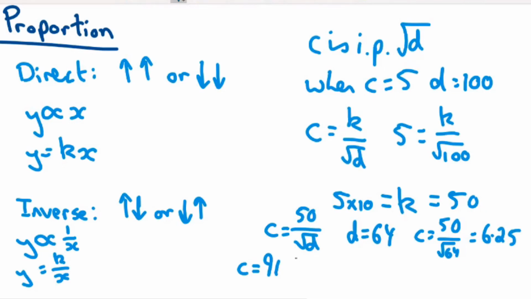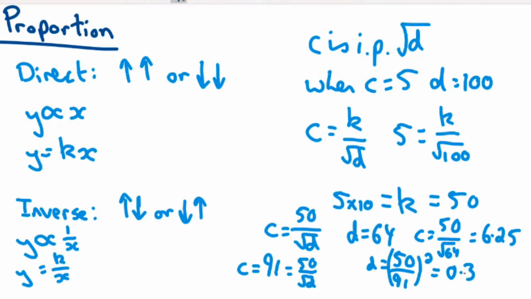Then if we want to make D the subject, 91 equals 50 over root D. To make D the subject, it has to get out of the denominator. You'll need to times it up here. So it'll be 91 root D equals 50. Then we'll divide by the 91 to get the root D on its own. And then to get D on its own, you'd need to square everything. Once again you're just going to put this in your calculator. If we round to 1 decimal place, that's going to get a D value of 0.3.